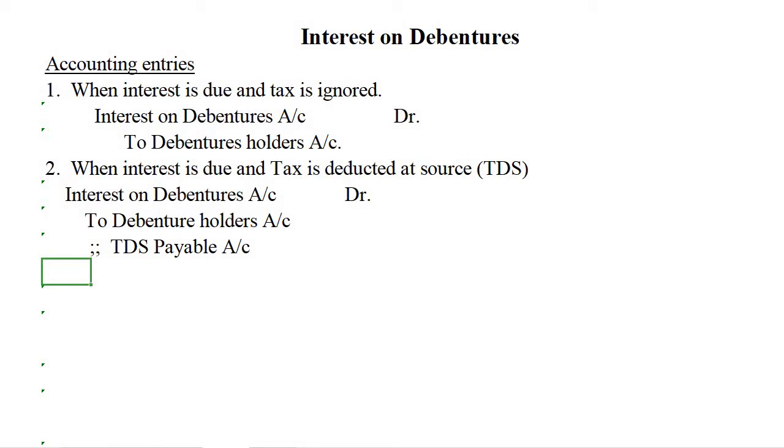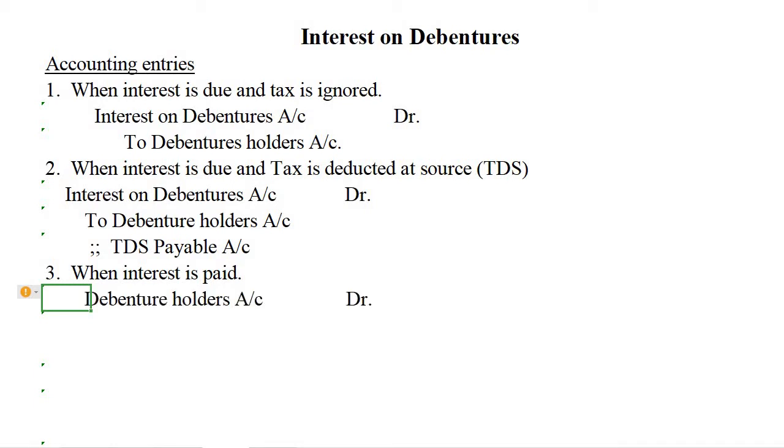Then what will be the journal entry when interest is paid? When interest is paid, we will pass the journal entry like this. We have here the debenture holders account. For the debenture holders, we have to pay the money. So debenture holders account debtor to bank account. That will be the journal entry. Okay. So now interest is paid to the debenture holders after deducting the TDS payable.